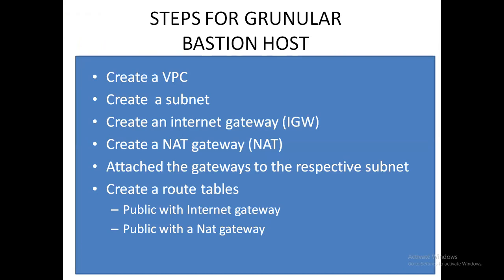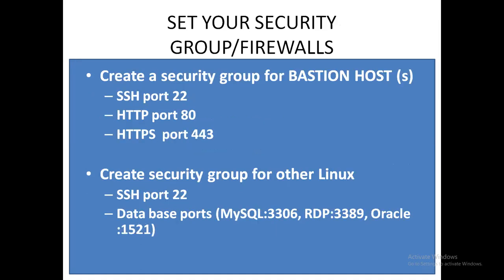Then we're going to create a route table. You understand me? That route table is where we are going to really define the subnet. Then we're going to create a public subnet and a private subnet, with the public subnet with the internet gateway and the private subnet with a NAT gateway.